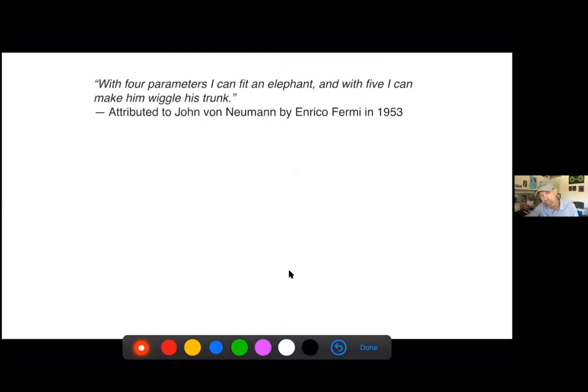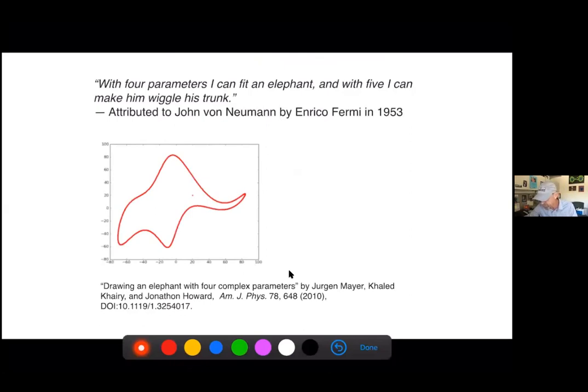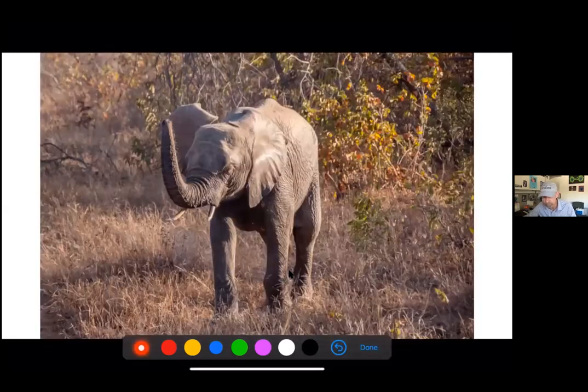Well, I don't know that's really true, but oddly enough, a group in Germany did actually figure out with 4 parameters, or complex numbers, so I'd say there were 8, they actually did make an elephant. And with 5 parameters, they even made it wiggle its trunk. So maybe von Neumann was right, and maybe this model is a complete waste of time. The problem is, this is not an elephant. This is an elephant. And I know because I was there and I took this picture in Africa. And that's what we have to deal with.